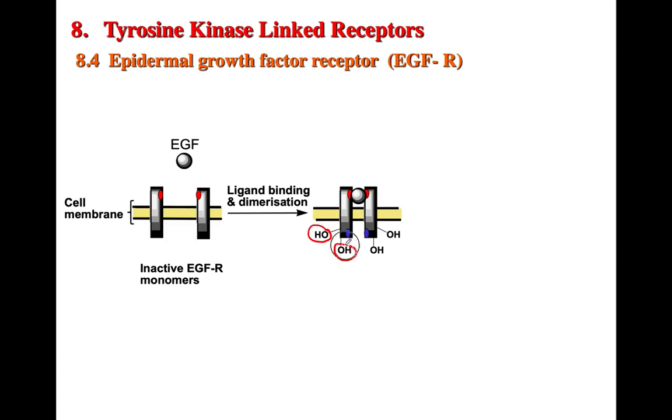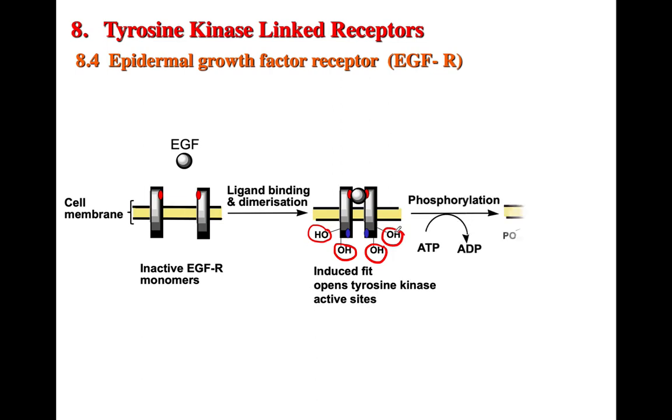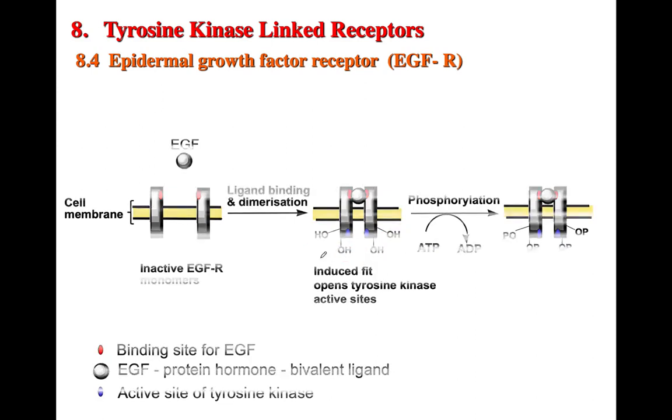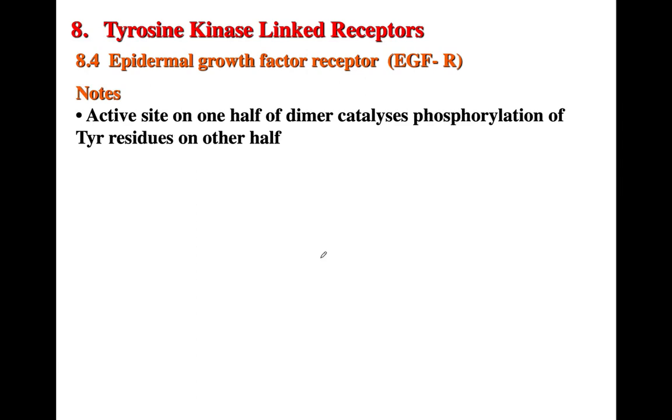These groups here, the hydroxyls, are actually going to be phosphorylated. So epidermal growth factor comes in, binds at the binding site, causing dimerization. Then the induced fit is going to open the tyrosine kinase active site, leading to phosphorylation of the tyrosine. So for this particular mechanism, the active site on half of the dimer of one is going to catalyze phosphorylation of the tyrosine residue of the other, and vice versa.